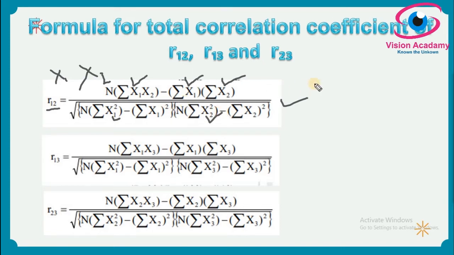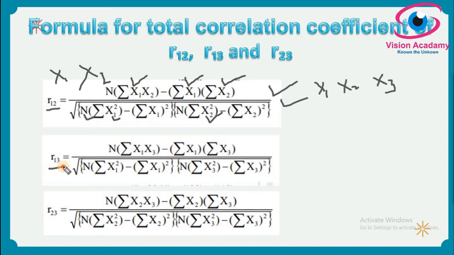So we have to calculate x1, x2 and x3. We have to calculate all these values, as I showed you here. In case of R12, we have to calculate the summation of x1x2, summation of x1, summation of x2, summation of x1 square, and summation of x2 square. Then only we can apply this formula. And we know that 10 is the number of observations.